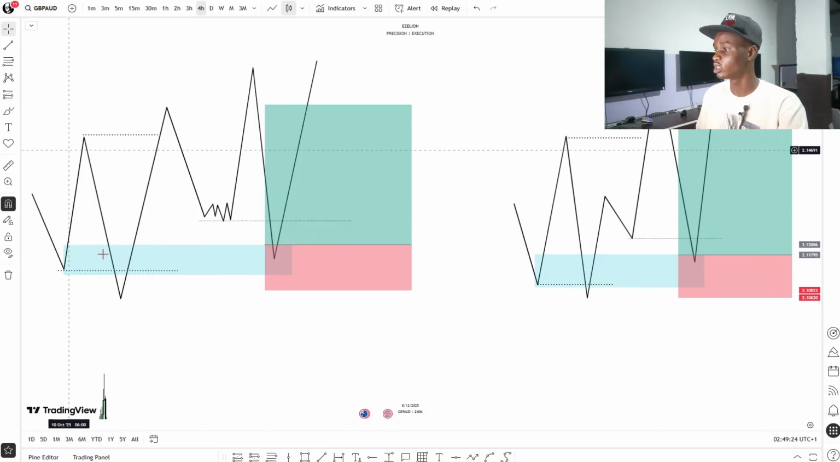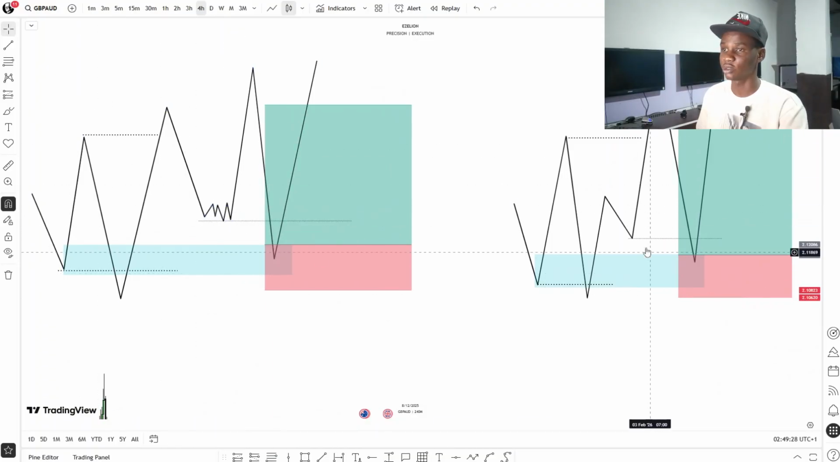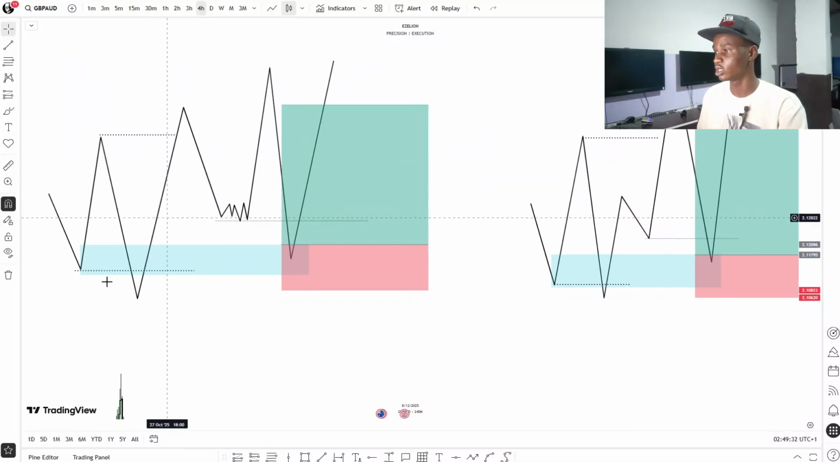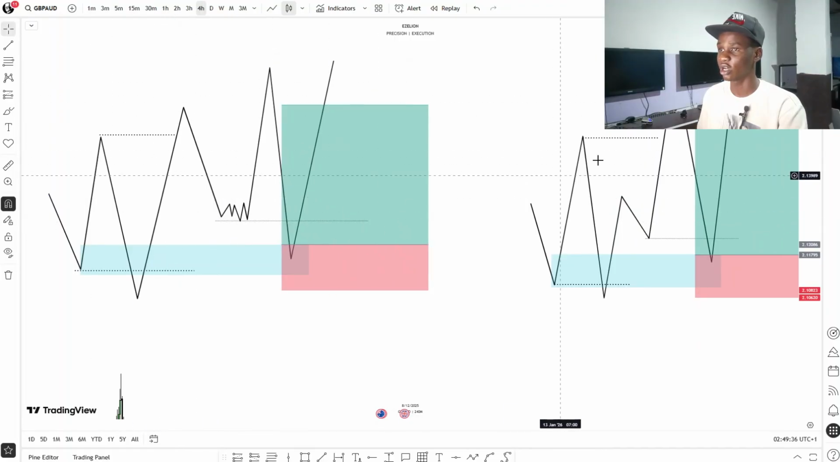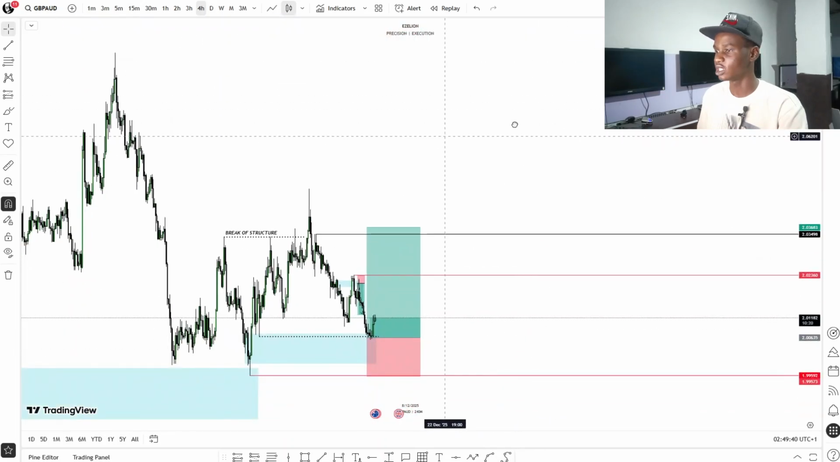We are looking for a liquidity sweep, then a break of structure, then some form of structural liquidity. Same thing in this place. Now, this structural liquidity can come in two ways. It can either form before the break of structure or after the break of structure. So this is the same thing that we had there.